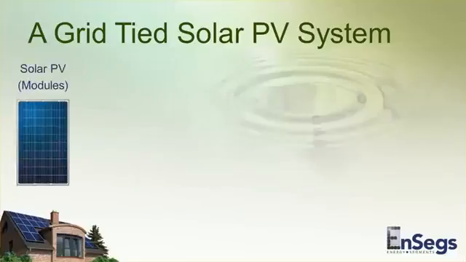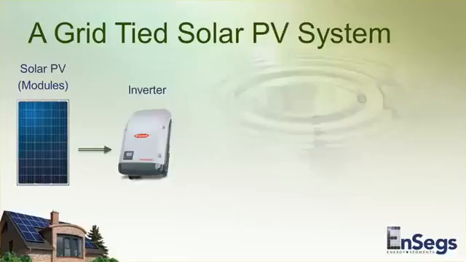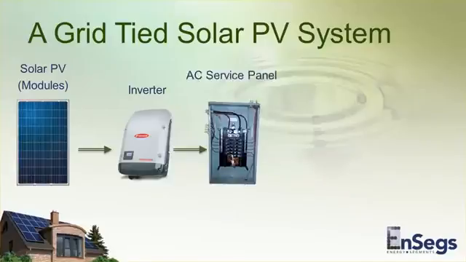Energy is created when the sun is shining. It is collected by the solar panels or modules, and then it flows to the inverter. The inverter converts the DC electricity into AC electricity, which then moves to the service panel and is used in your home or business.